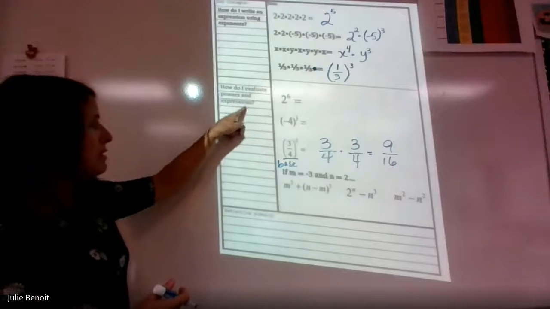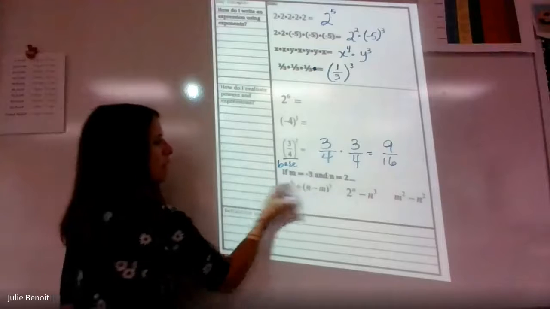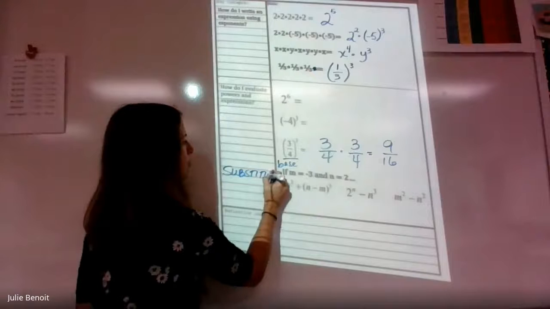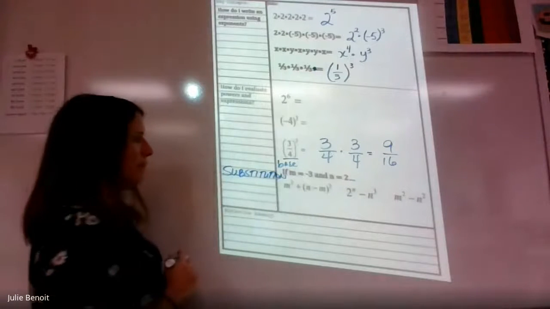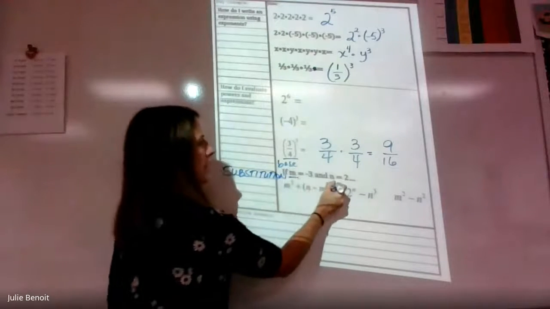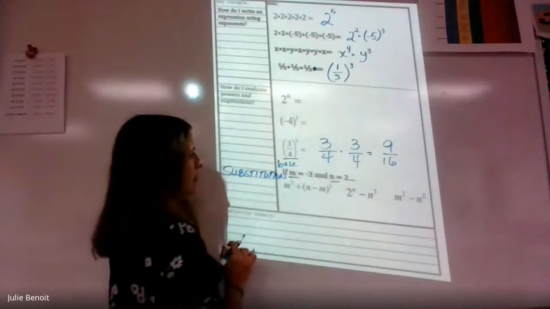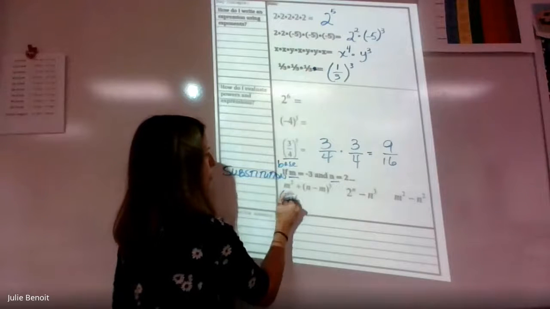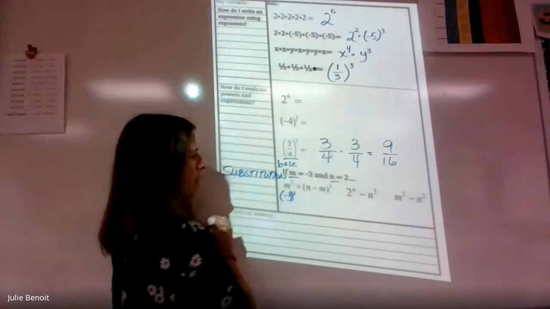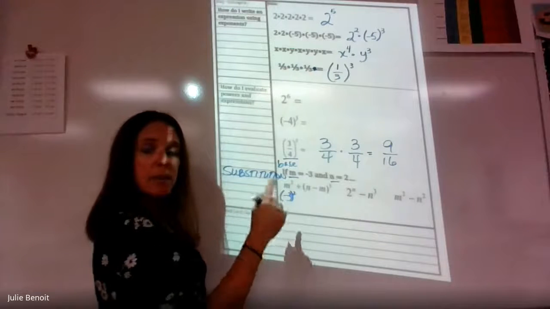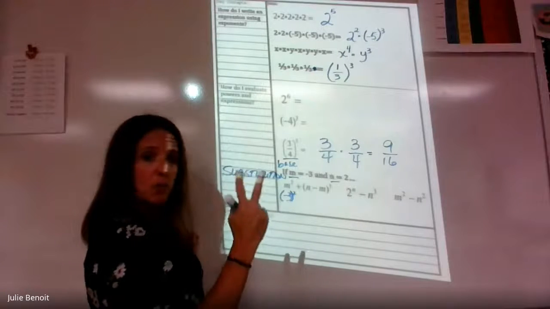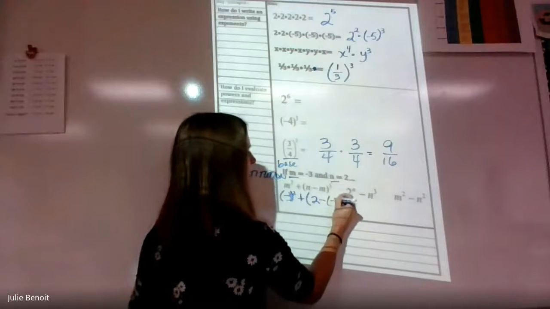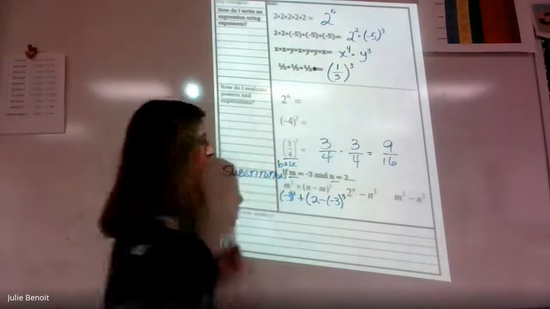The last thing we're going to do is we're going to do some algebra. And with the algebra, we use substitution. I'm telling you what m equals and n equals, and you're going to plug those in. M is -3 and n is 2. So here we're going to do (-3) squared. I put that in parentheses because I want to do the -3 twice. Plus 2 minus a -3 to the 3rd power.